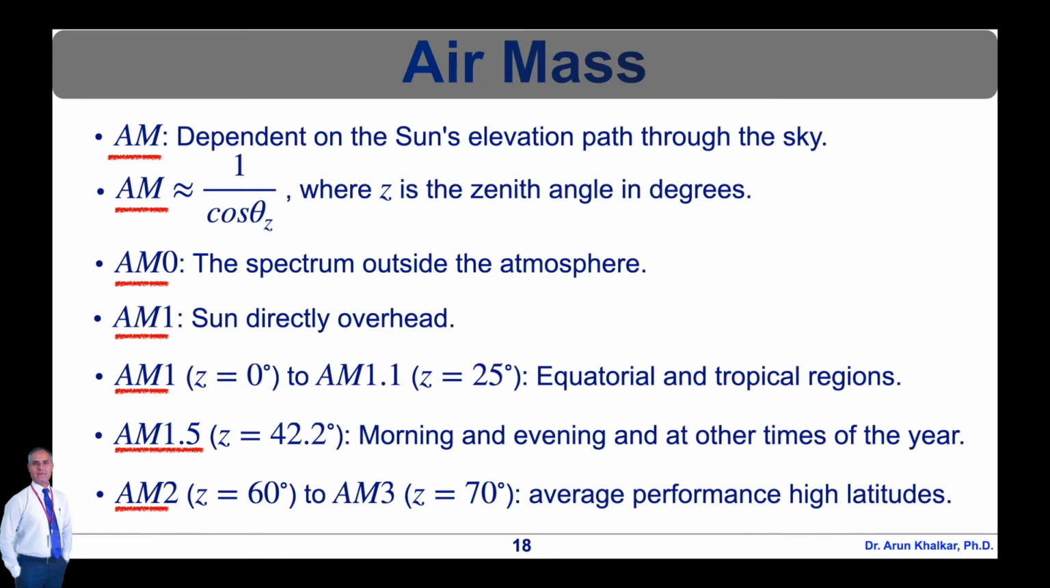So these are the positions of the sun and the angles which are very important to measure the air mass and the performance of the solar cell devices, which is based on this air mass.